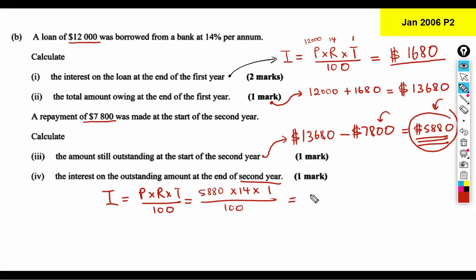I get this over here. Anybody can agree with that? I'm just double checking my answer. It looks a little weird. 5880 multiplied by 14 by 1 divided by 100.